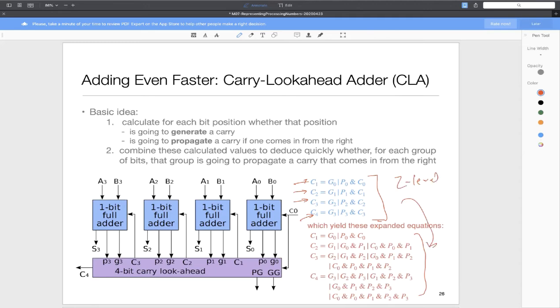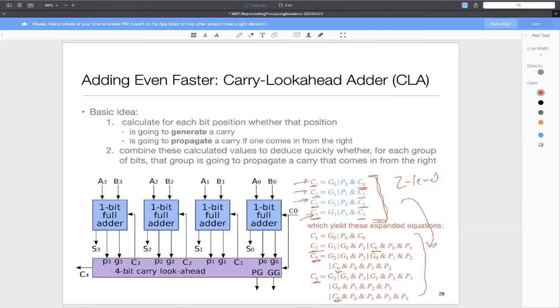See, the problem with the equations out here is C1 depends on C0, C2 depends on C1, C3 depends on C2, C4 depends on C3. So therefore, C4 has to wait for C0. That's a long chain. But I can take all these equations and flatten them out. See how C2 now is in terms of C0 only. C3, I rewrite so that it's in terms of C0. So I keep plugging in, and C4 is only in terms of C0.